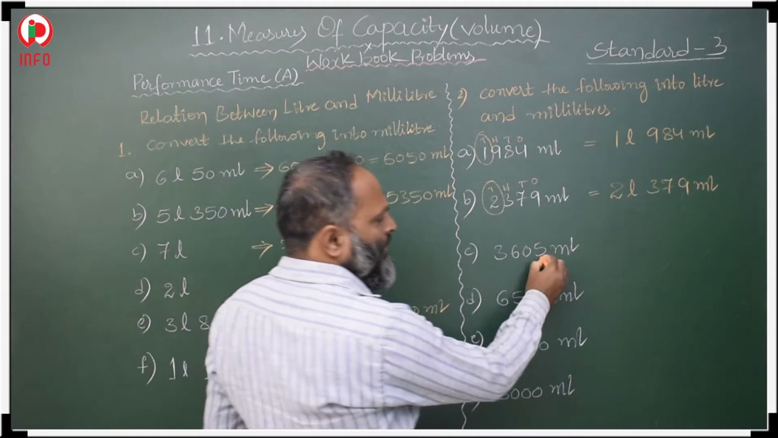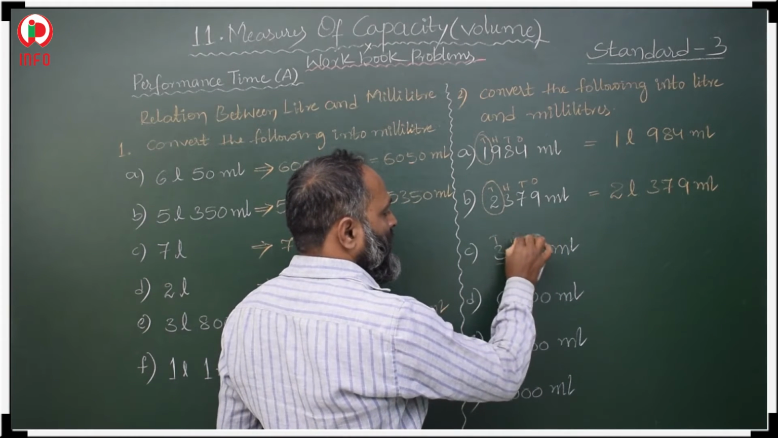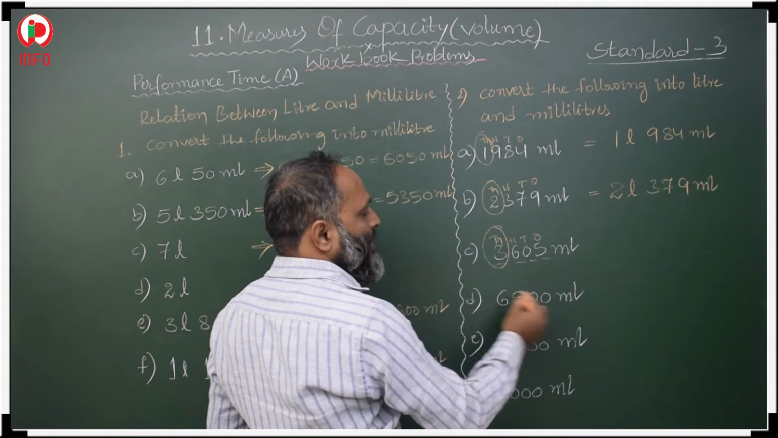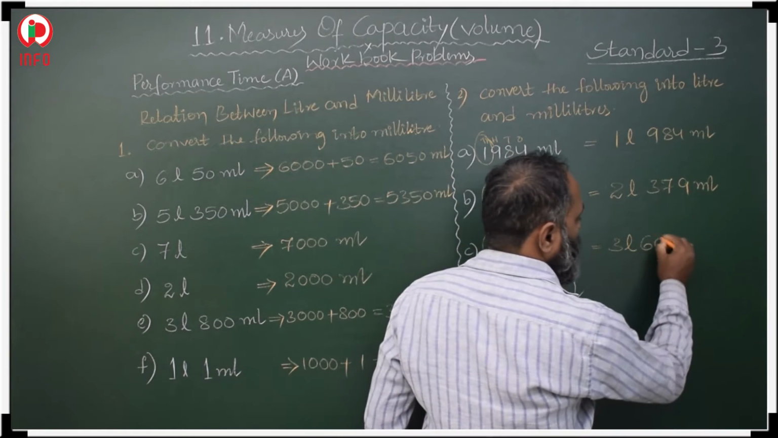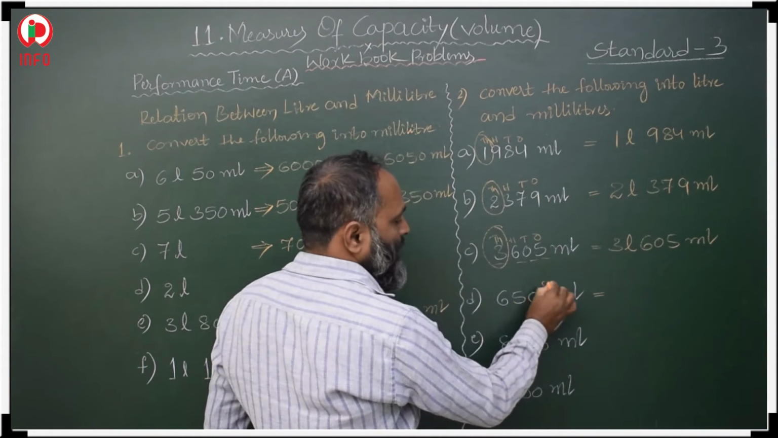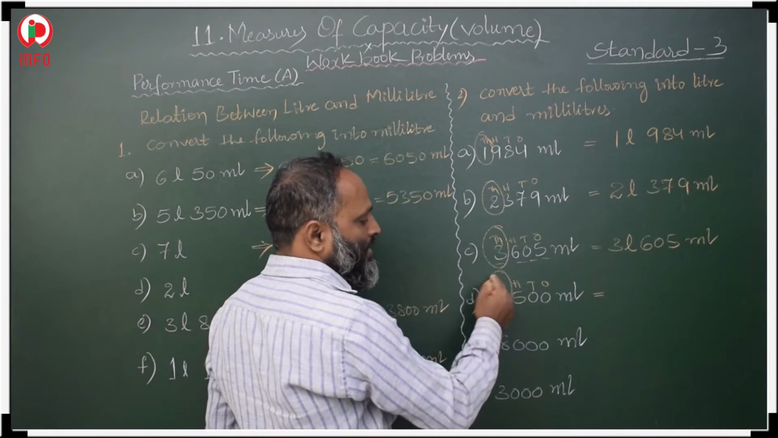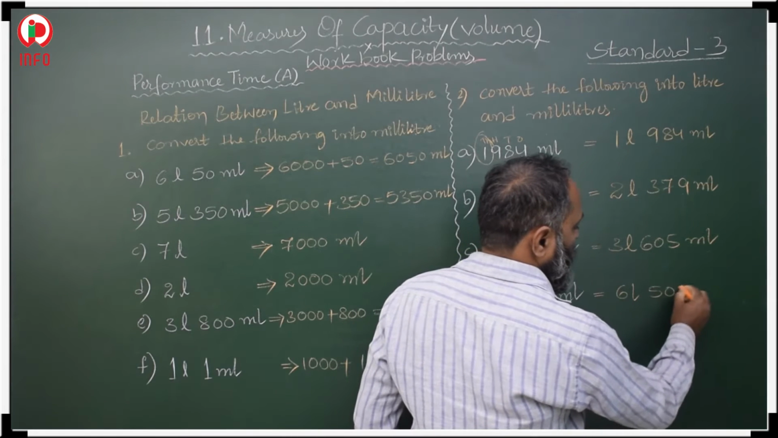Then ones, tens, 100, 1000. This is 1000. The 1000 place is the liter place, that is 3 liters, 605 milliliters. Now, here ones, tens, 100. This is 1000. 6 is in the thousands place, 6 liters, 500 milliliters.